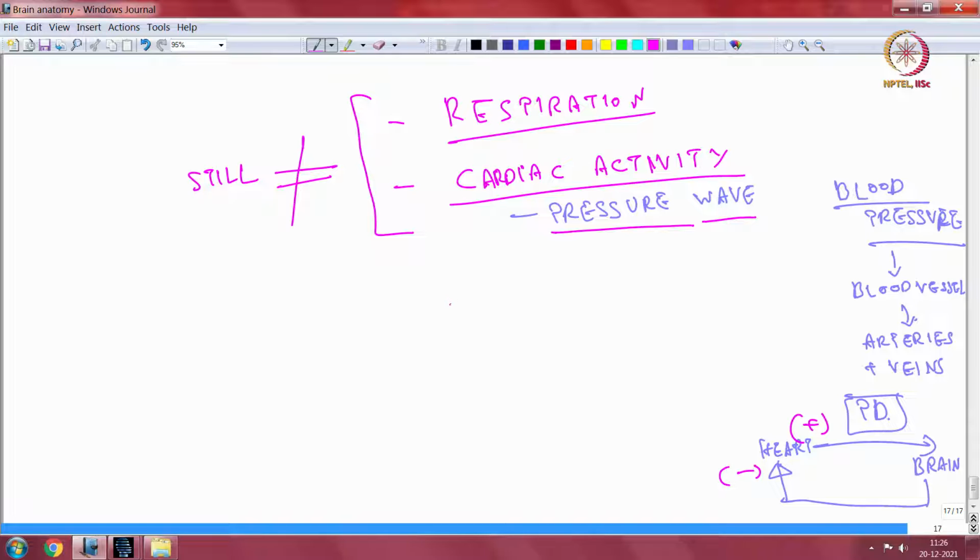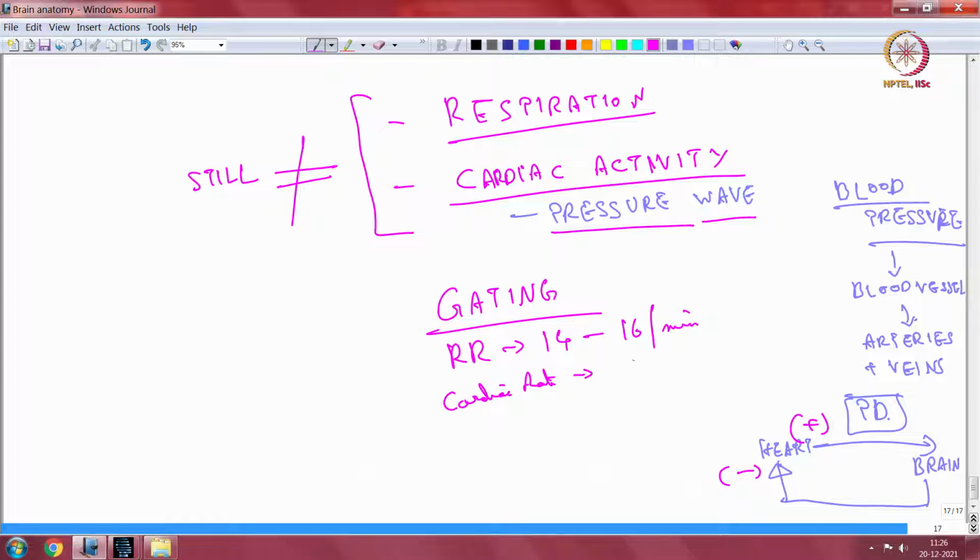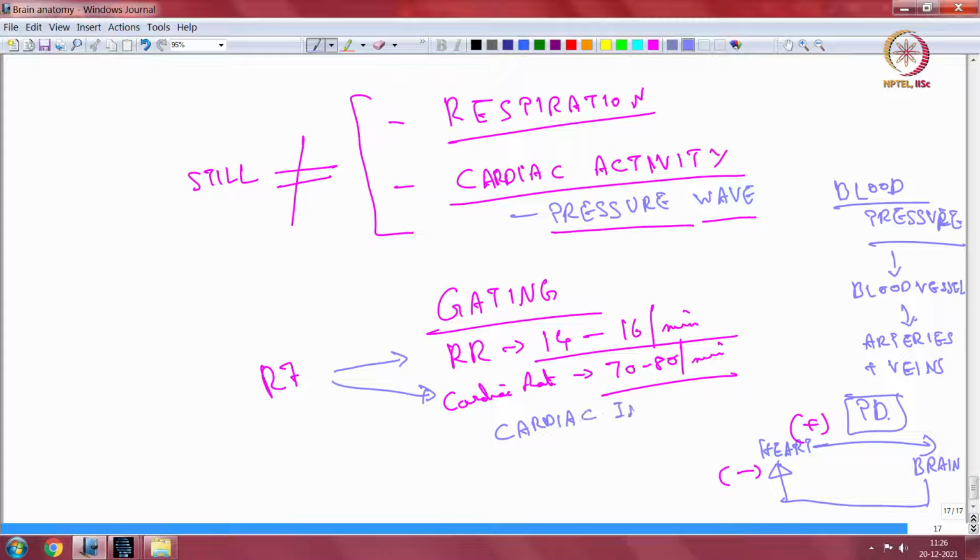There are things which they do, and that is what is called gating. Respiratory rate is about 14 to 16 per minute, and cardiac rate is about 70 to 80 per minute. You can ensure that the RF signal is synchronized to these, and so you have cardiac imaging. Respiratory we don't, because air is a bad medium for MR imaging in general.